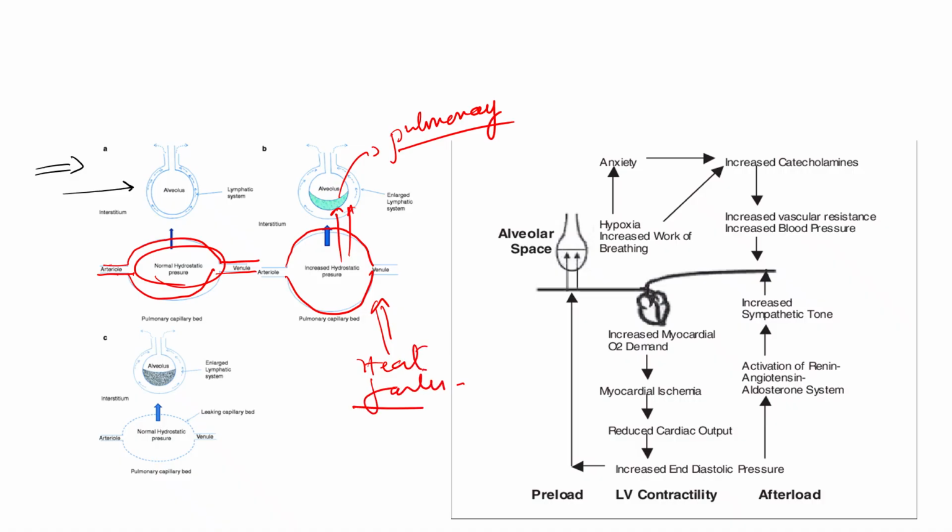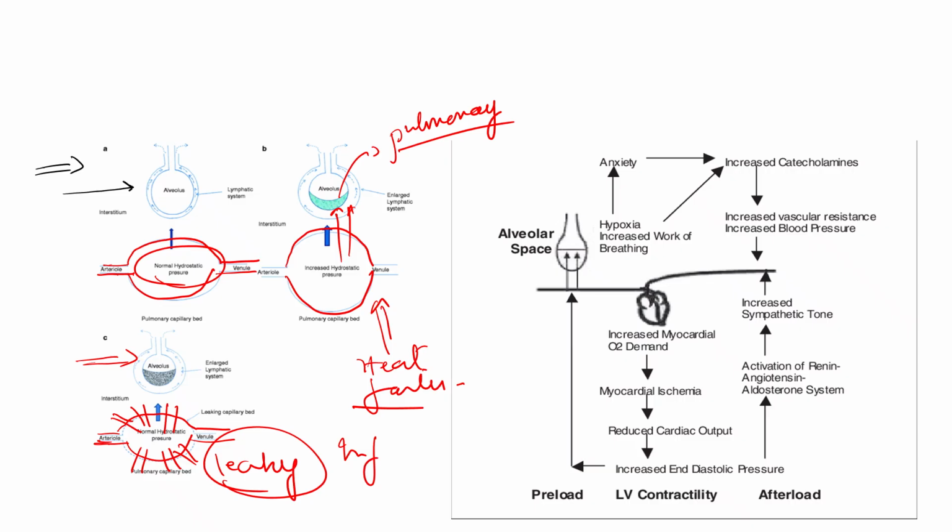The second mechanism is, this is the alveoli, and the hydrostatic pressure is normal, but there will be increased vascular permeability, so this capillary will become leaky. So this can happen in inflammation or in ARDS. So that also results in pulmonary edema.